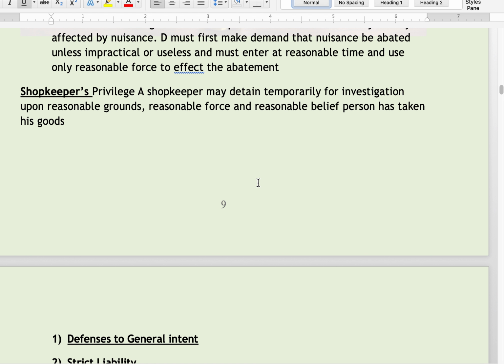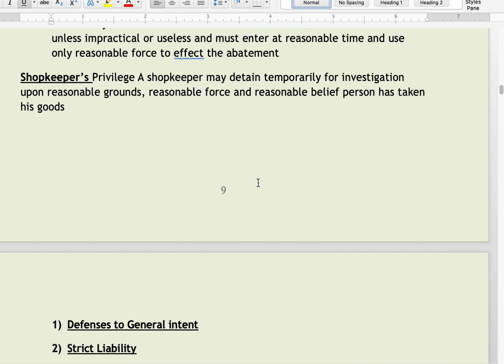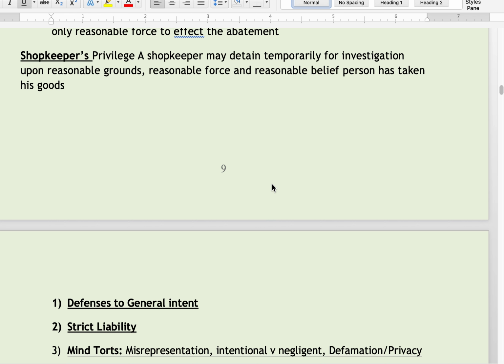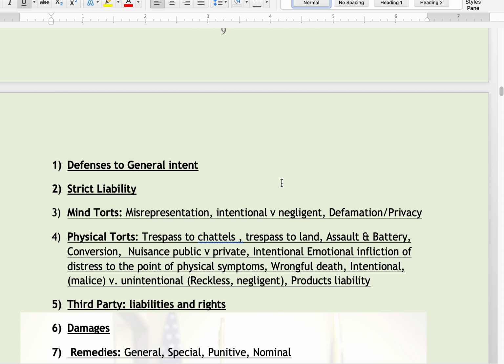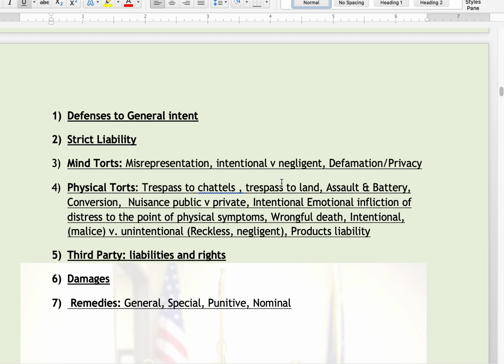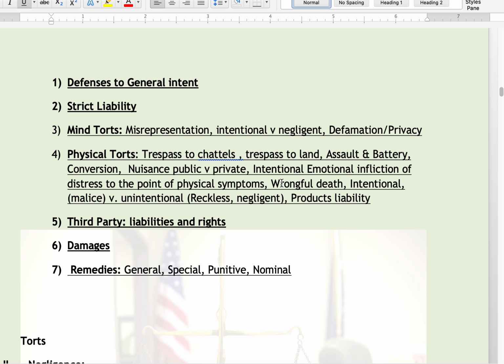Shopkeeper's privilege. A shopkeeper may detain temporarily for investigation upon reasonable grounds, using reasonable force, with reasonable belief the person has taken his goods. Defenses to general intent. Strict liability. Mine torts.